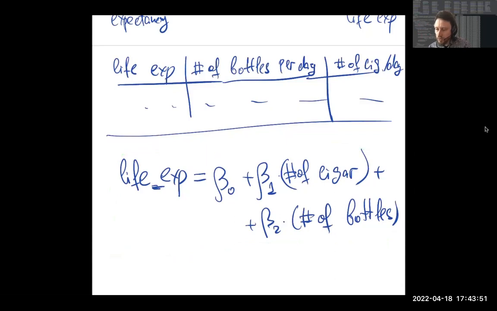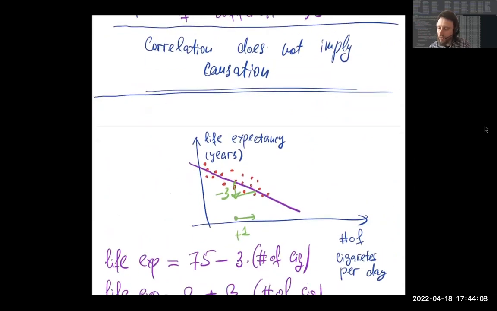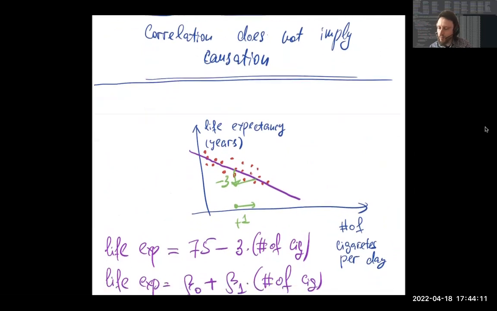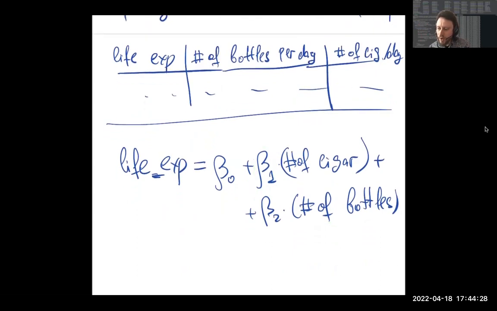In fact, when you fit this model to the data, the value of this coefficient beta one can change. Even if the data that you collected is in agreement with this picture, when you add this additional variable, it is possible that the value of this coefficient will change in your estimates. Basically, the way we estimate these betas is exactly the same as in the case of bivariate regression.